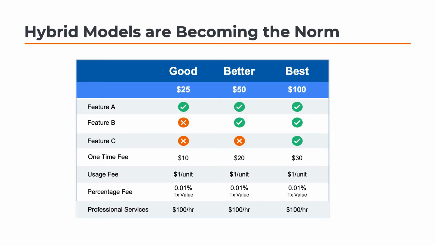We are seeing a combination of them, right? Like hybrid models. Hybrid models are the norm over here. You are not going to see one pricing or the other. You're going to actually see a combination of these pricing.